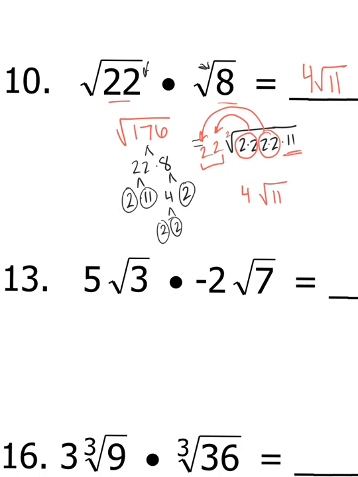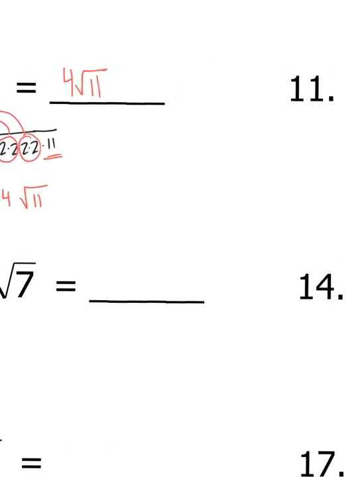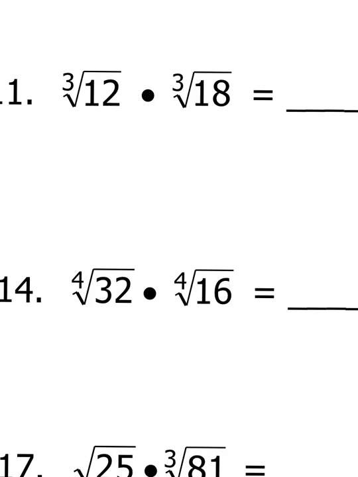That's a similar process to all of these, so number 11 is very similar. Let's go ahead and multiply number 11 together. I've got 12 times 18. Again, I'm allowed to multiply these together because they are both cubed roots. So that will leave me with the cubed root of 216, which I could break down.